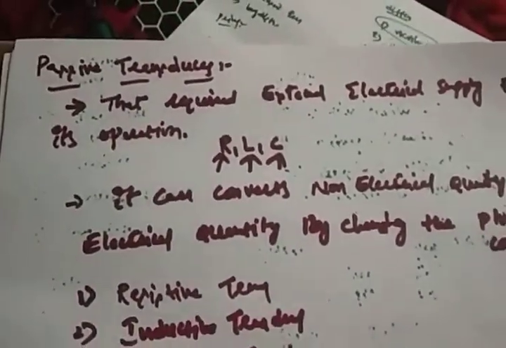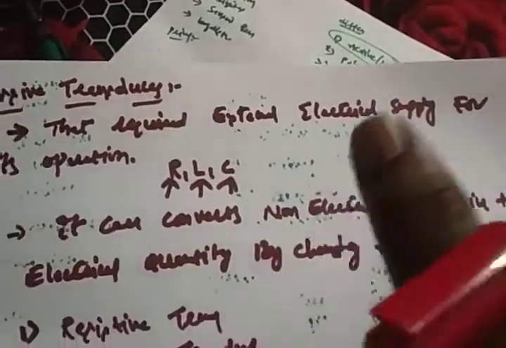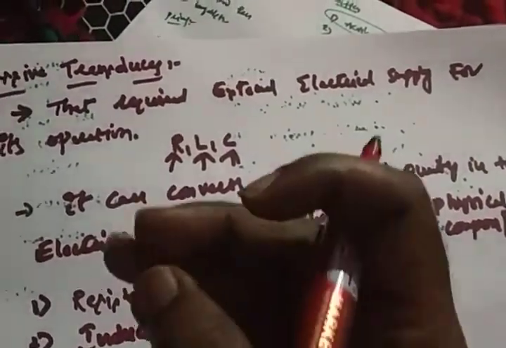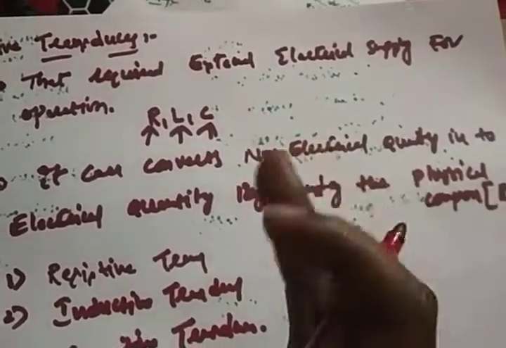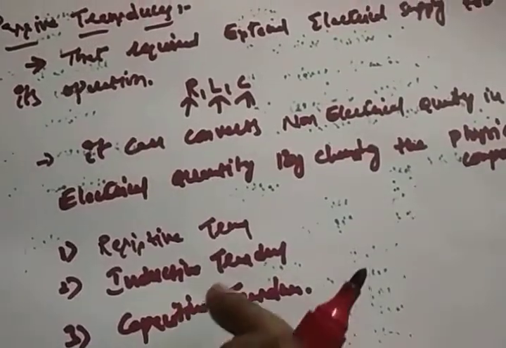So what is the basic definition of a passive transducer? That it requires external electrical supply. Each and every person should tell that definition. But actually, you convert a non-electrical quantity into an electrical quantity by changing the physical components. What are the physical components in a passive transducer? They are resistance, inductance, and capacitance. If you convert a non-electrical quantity into an electrical quantity by changing the resistance, that is a resistive transducer. By changing the inductance, we call it an inductive transducer. By changing the capacitance, we call it a capacitive transducer.